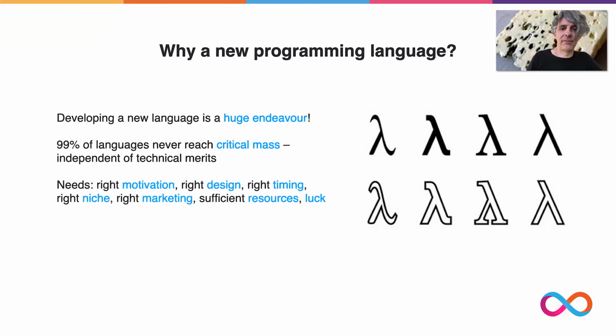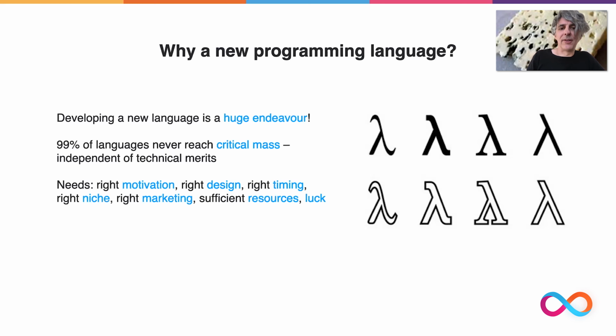There are a lot of premises you need to meet. So you need to actually have the right motivation. Why does the world need another language? Why does the world need this particular language? Many languages you see out there are just variations on the same theme. So it begs the question, why do we need all of them? So you need to design it right.